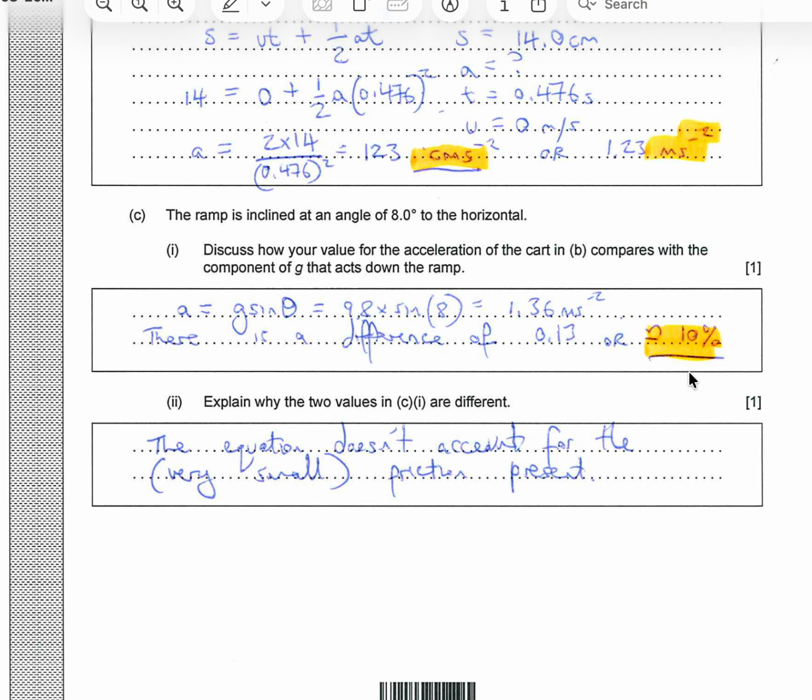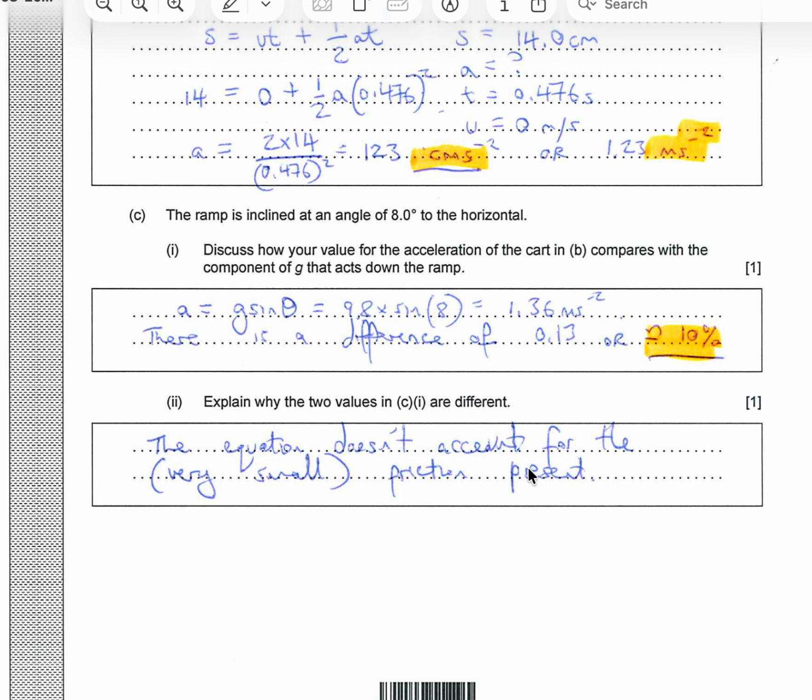Now, last bit here. We know that the ramp is inclined at an angle of 8 degrees, and so you're being asked to discuss how your value compares with the component of g that acts down the slope. Those of you who remember, a is equal to g sine theta. That means we've got a component acting down the slope, 9.8 times sine of 8, which is 1.36. And there's a difference here of about 10%, 0.13, between our two values.